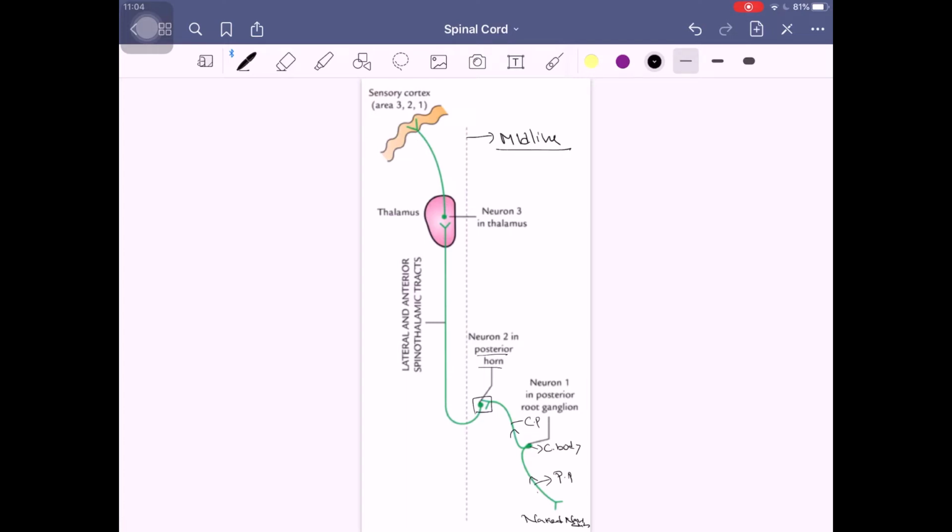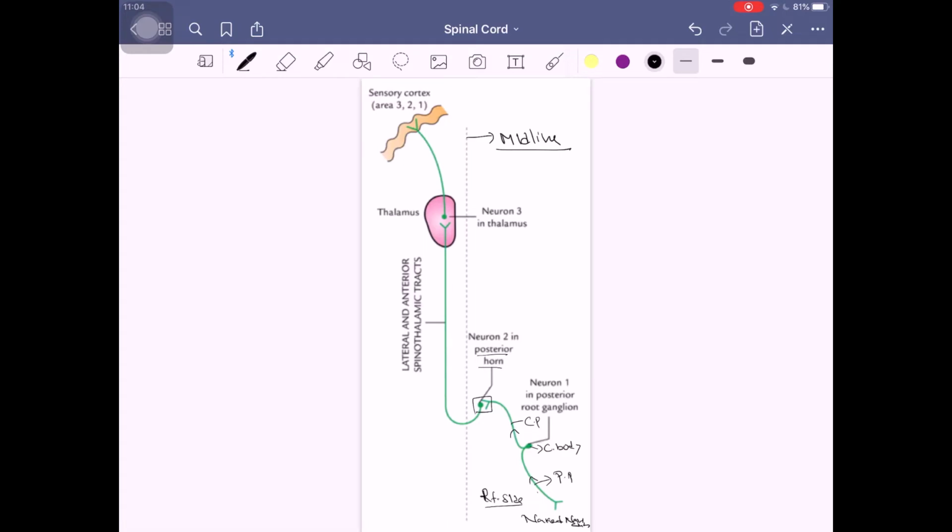Now you see the midline. So it is crossing. Whether it crosses at the same level or ascends a few segments and then crosses, we'll see the detail in a couple of slides. But this particular tract will cross. So whatever information it is bringing from one side, for example from the right side of the body, it is taking the information to the left side of the brain by crossing. It is crossed.